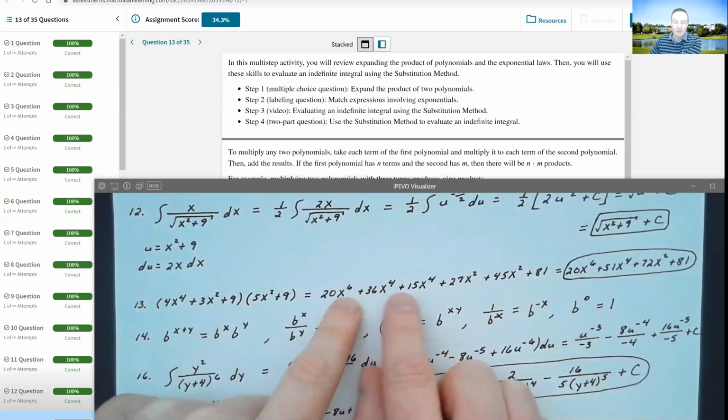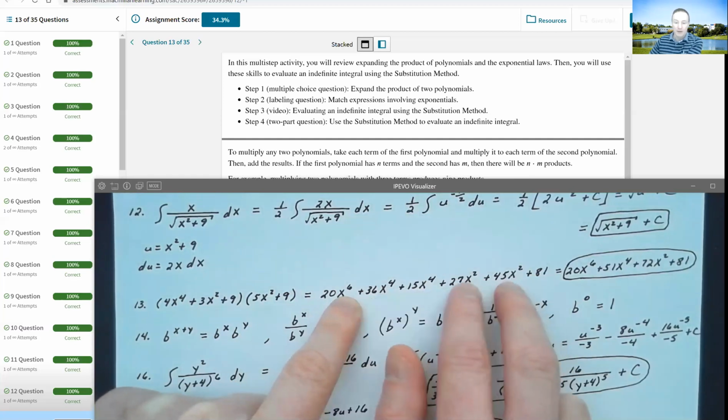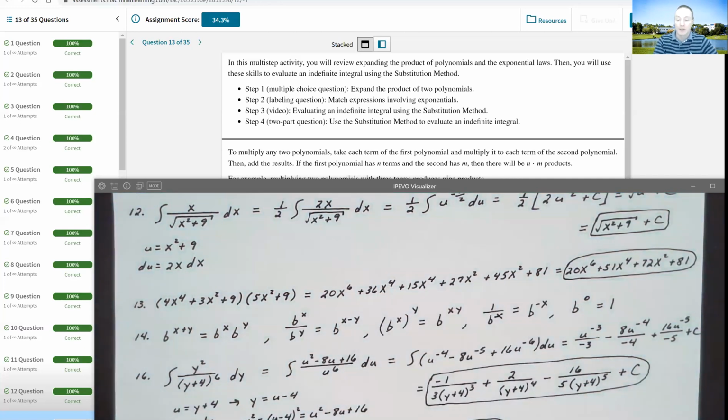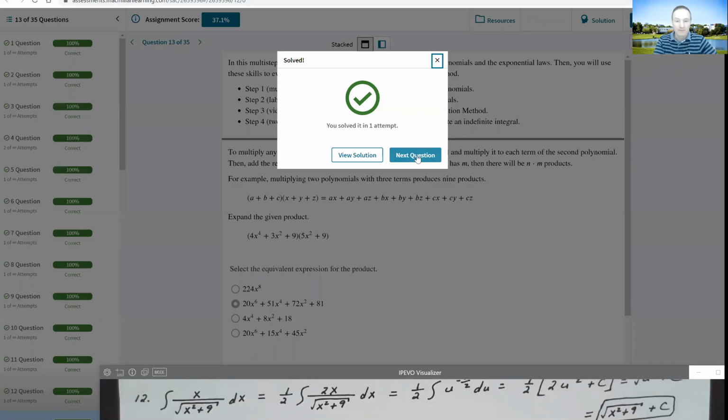Collecting like terms, you have 2 x to the 4th terms that'll combine to give you 51x to the 4th, and 2 x squared terms that will combine to give you 72x squared. Of course, the 20x to the 6th and the 81 didn't have like terms. So now when we go down here, there's only one answer. Obviously, like what we want, it's the second choice on mine. I'll check that answer, and it says good.